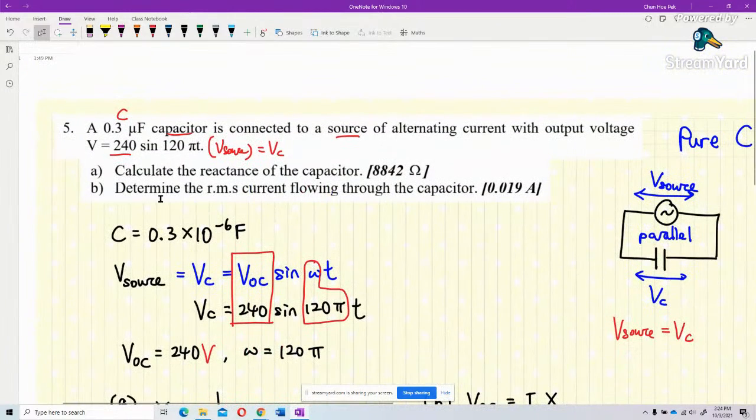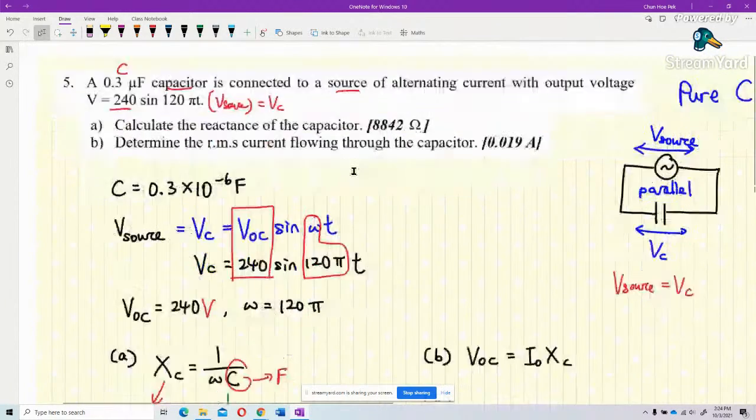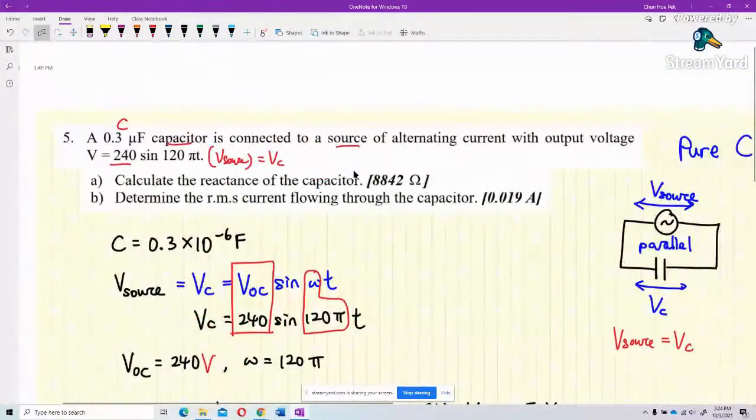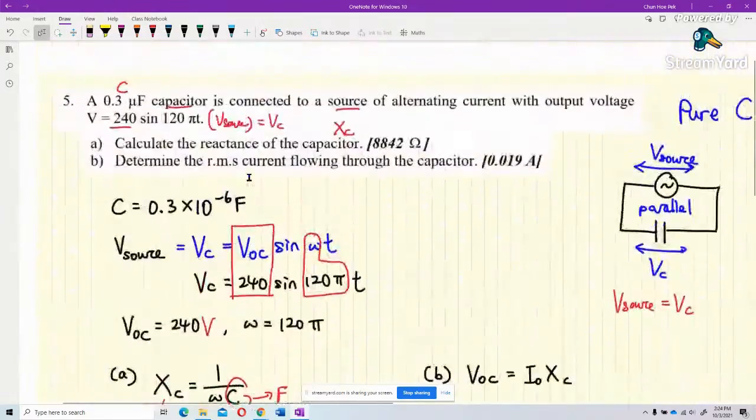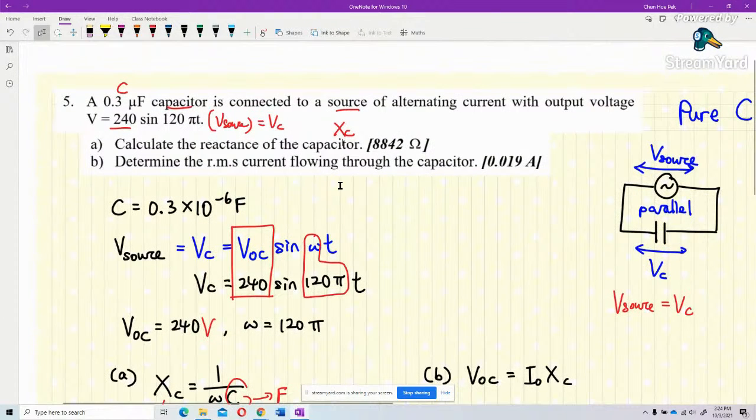Now, let us find the next question. We already got the reactance of the capacitor, that is the XC we got just now. Now, determine the root mean square current flowing through the capacitor. So he wants the root mean square current. How to find it?